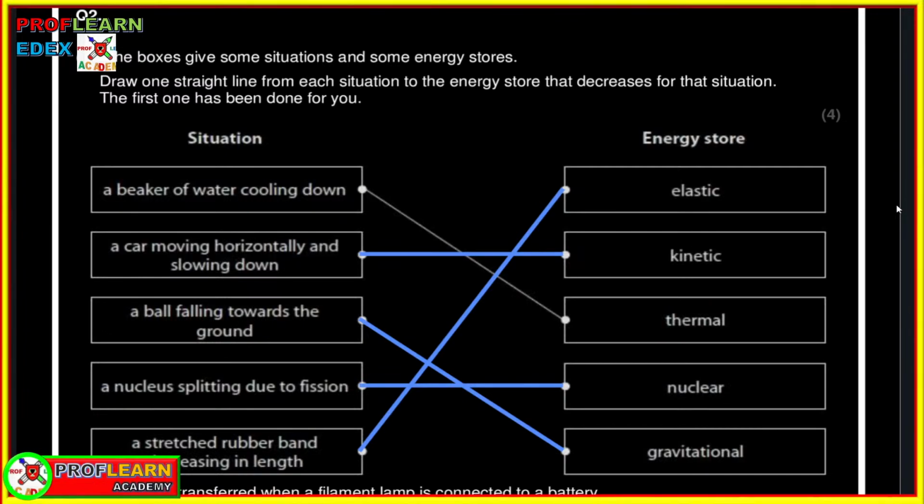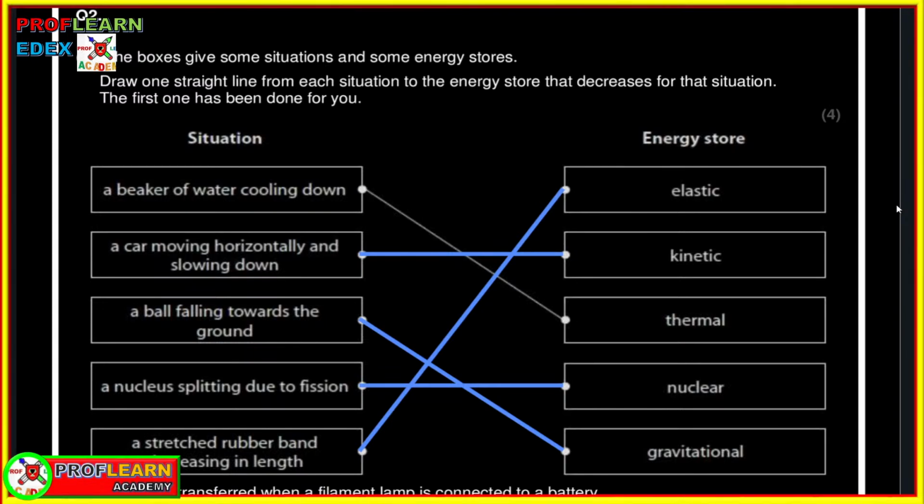Right. Give some situations and some energy stores. Draw one straight line from each situation to the energy store that it decreases for that situation. The first one has been done.